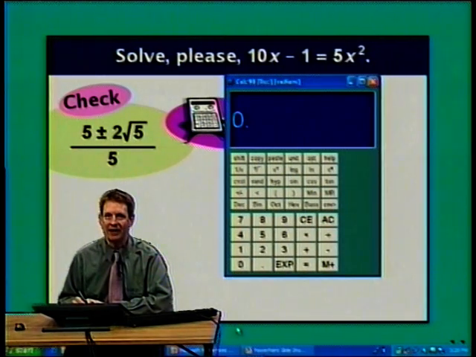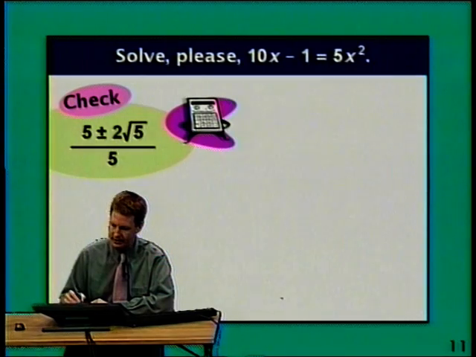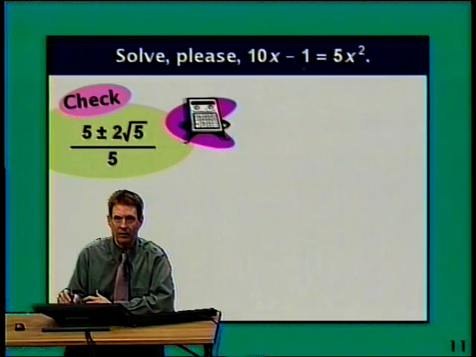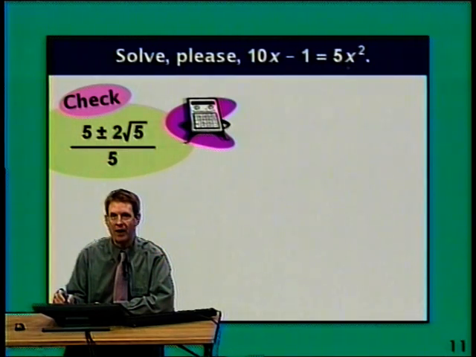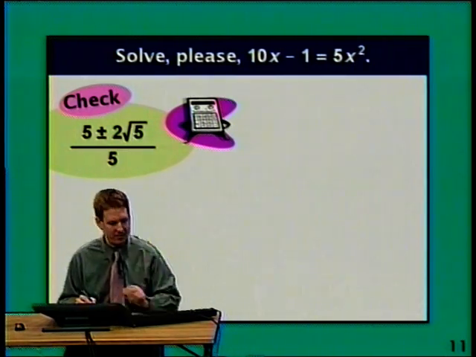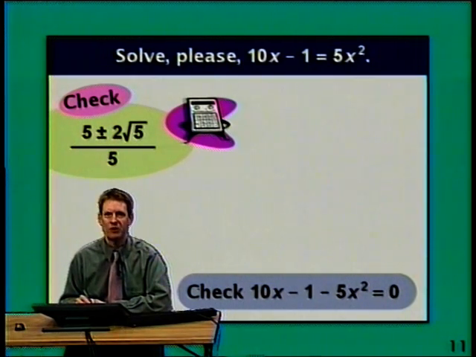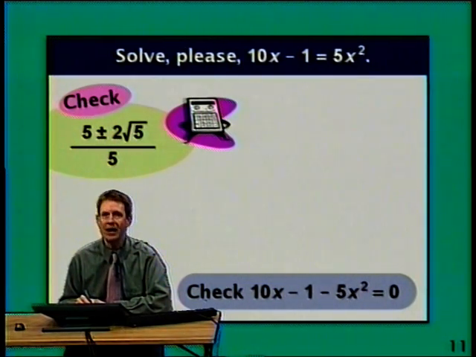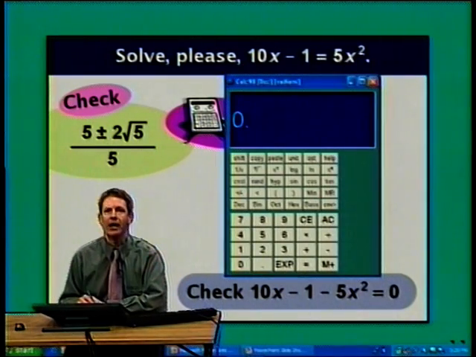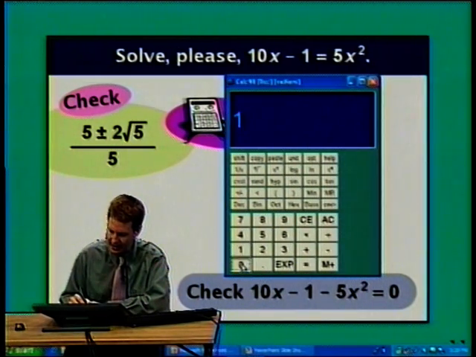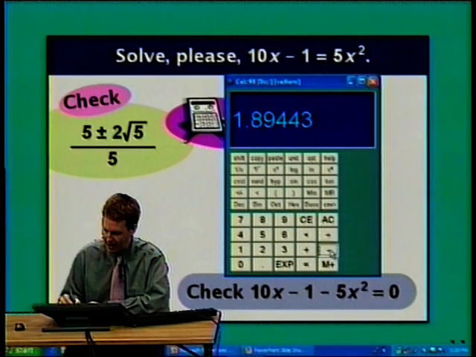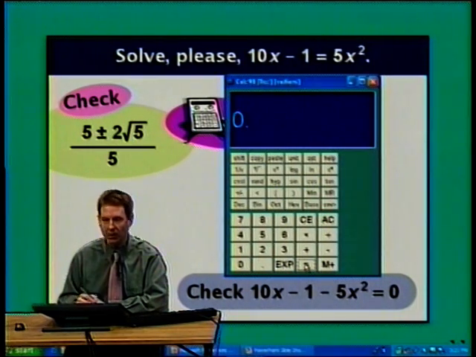Now, one way I could check this equation is I could evaluate 10x minus 1, write down the decimal result, then evaluate 5x squared, write down the result, and compare those two numbers. But I think a little more efficient way to check this equation is to do the trivial step of subtracting 5x squared from both sides of the equation and seeing that 10x minus 1 minus 5x squared evaluates to 0. Alrighty, I already put my proposed value of x into the calculator, so let's evaluate our expression. 10 times the number in the memory minus 1 minus 5 times the number in the memory squared equals 0.